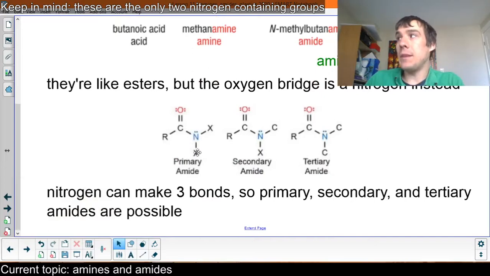X and X is anything that isn't a carbon group. So this would be like ammonia reacting with a carboxylic acid, and you'd end up with a primary amide. This would be a primary amine reacting with a carboxylic acid. You end up with a secondary amide, and this would be a secondary amine reacting with a carboxylic acid. You get a tertiary amide.